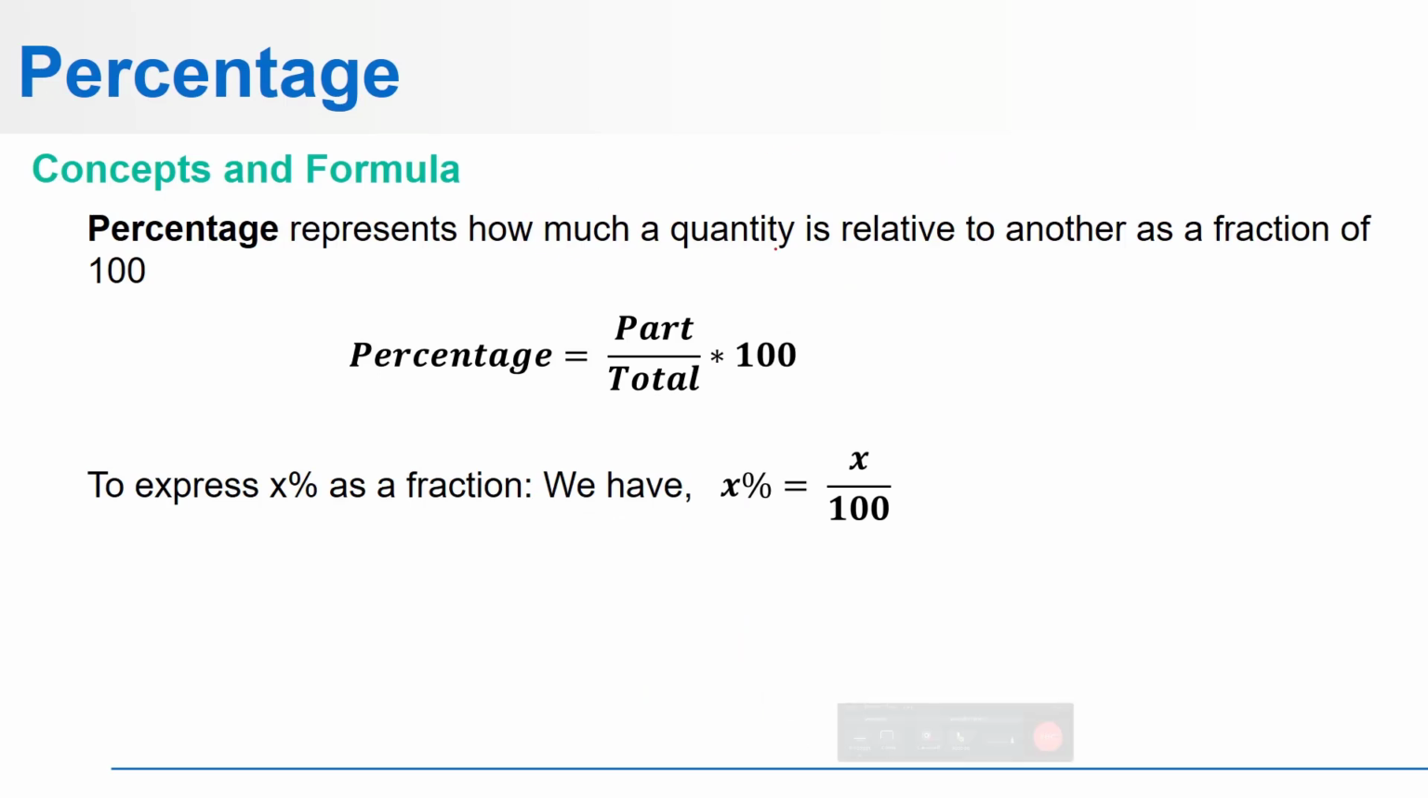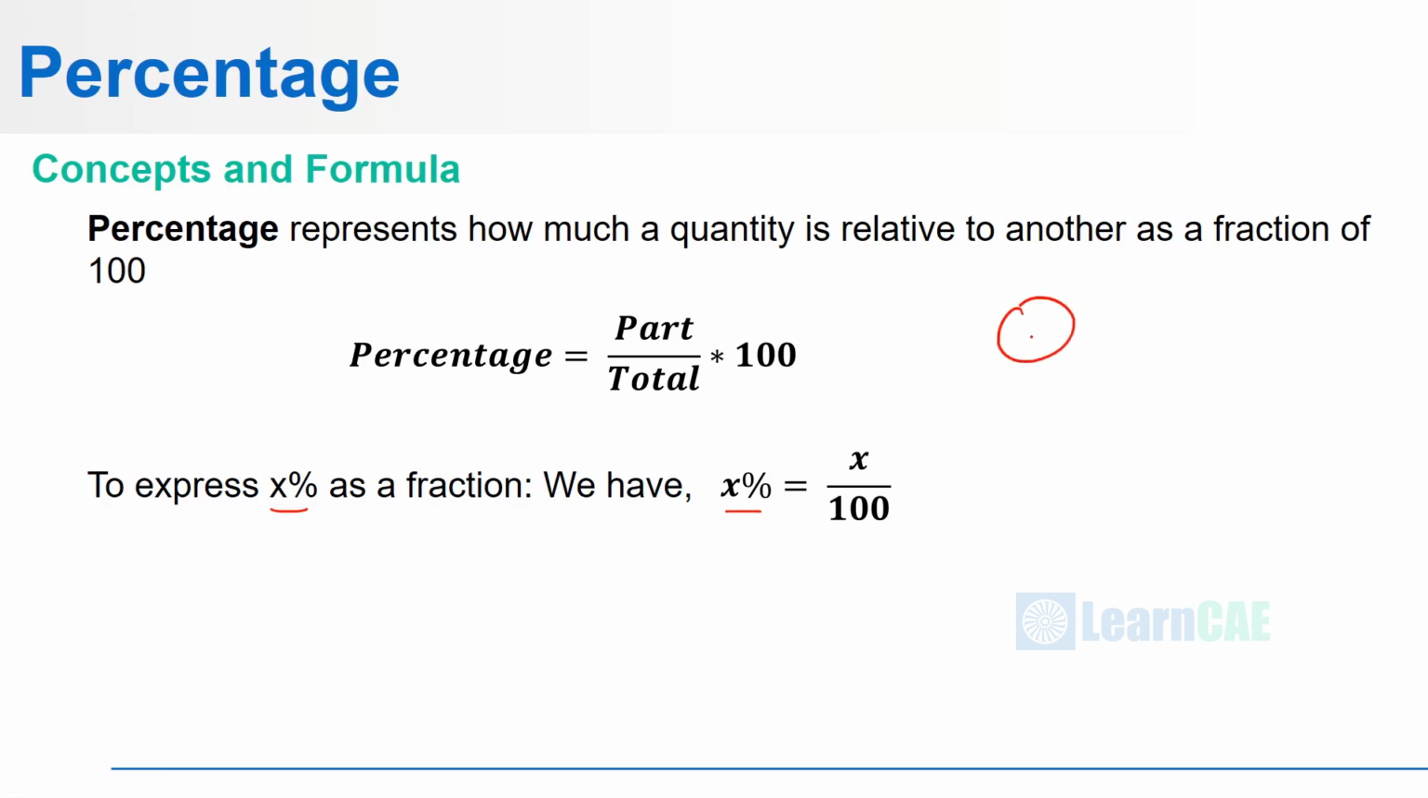Percentage represents how much a quantity is relative to another as a fraction of 100. That is, percentage is equal to part of some quantity divided by total quantity into 100. And to express x percentage as a fraction, we have x percentage is equal to x by 100. Whenever something is given as percentage, we have to divide by 100.